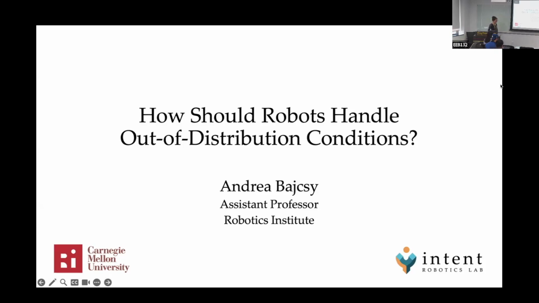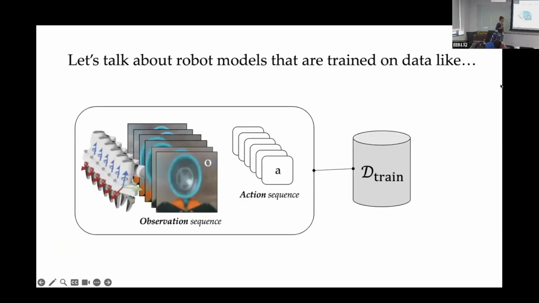stage a little bit. So for today's talk, I want to discuss robot models that are trained on data like this. You get a sequence of observations. This typically consists of some proprioceptive states of the robot, plus some high-dimensional observations, let's say like RGB images, and corresponding actions of the robot.